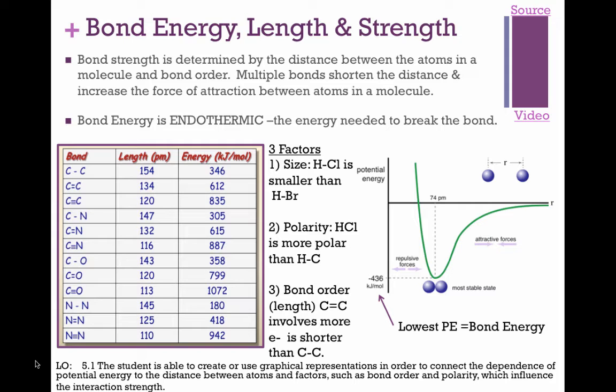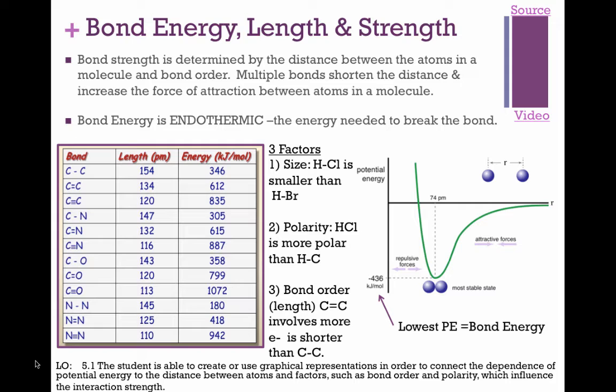You can look at polarity. Polarity is going to make a bond easier to break because if one atom is much more electronegative, it's pulling all the electrons toward it, kind of like when we talked about acids. And then bond order. The higher the bond order, the stronger the bond.